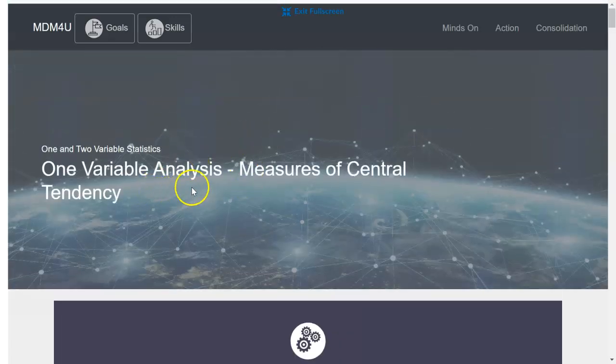So one variable stats means we're looking at one thing, just one piece of data. So we're not comparing things. Later on, we're going to do two variable analysis where we're going to say, how does this compare to that? Does this influence that? That sort of thing. But today we're just going to look at one variable stats.